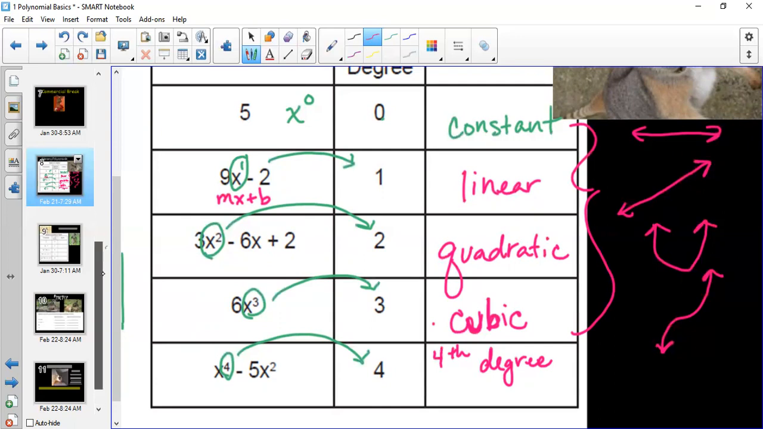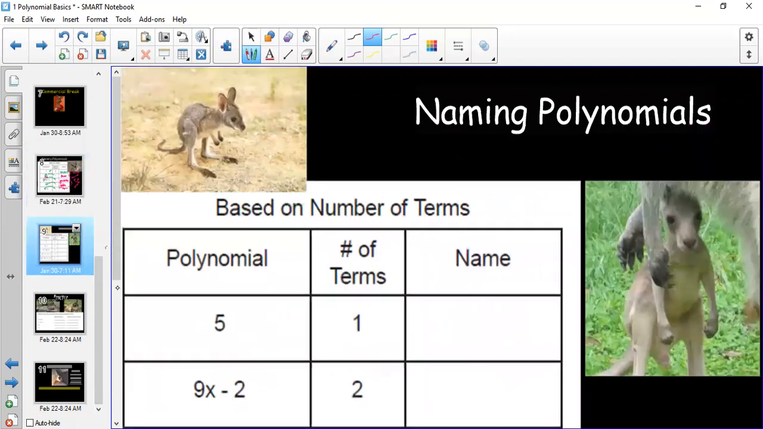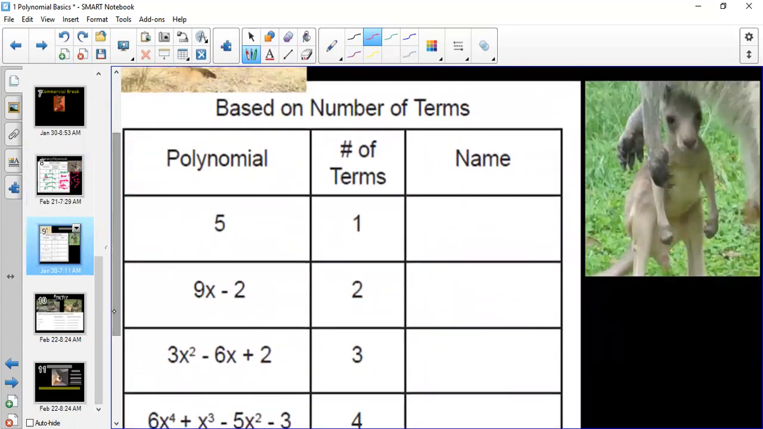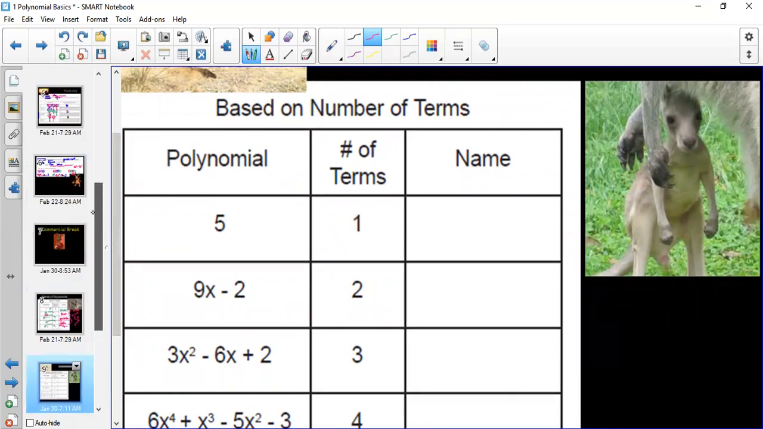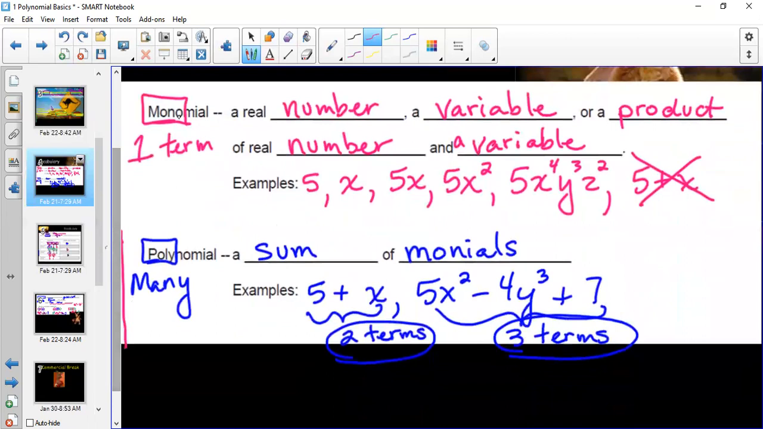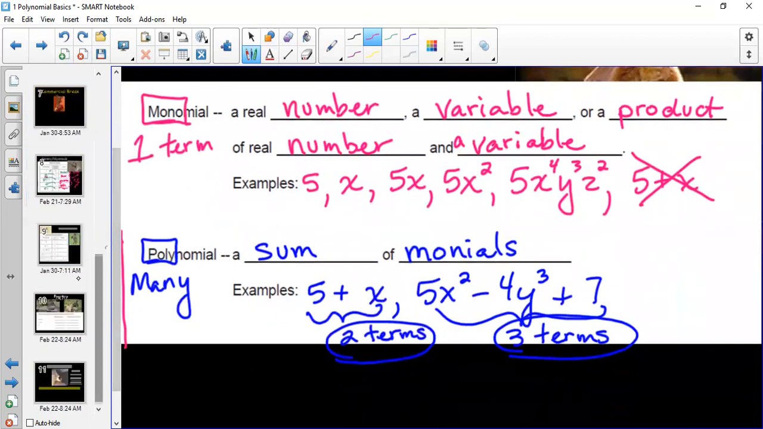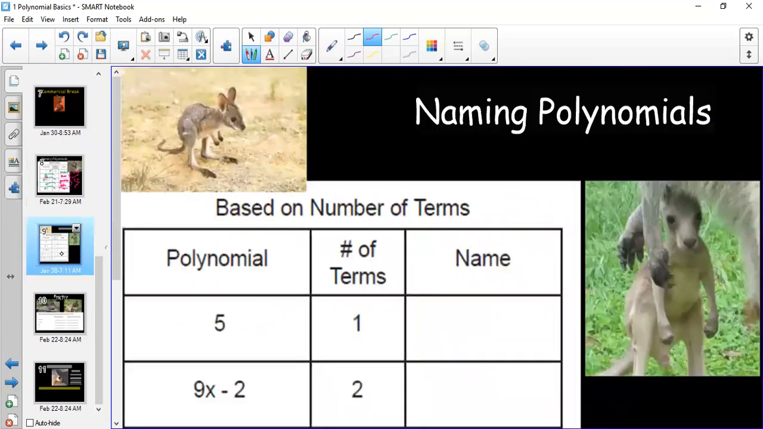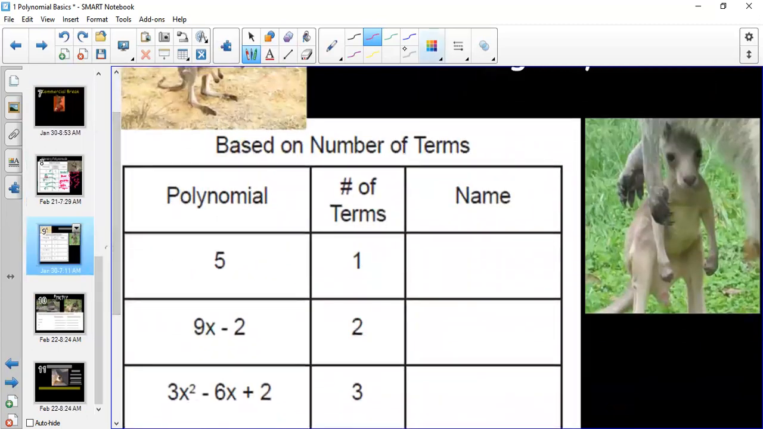The next slide is going to be naming them based upon the number of terms. Remember, terms are separated by a plus or a minus. Going back to our vocabulary, monomial was 1 term, poly was many. We talked about how sometimes there might be 2 terms or 3 terms. There are special names for these, and that's what we're going to get over here. All right, so we said 1 term was the prefix mono. That was a monomial.